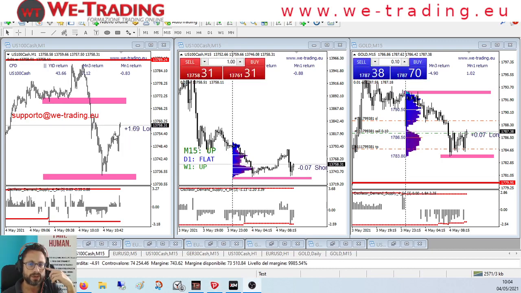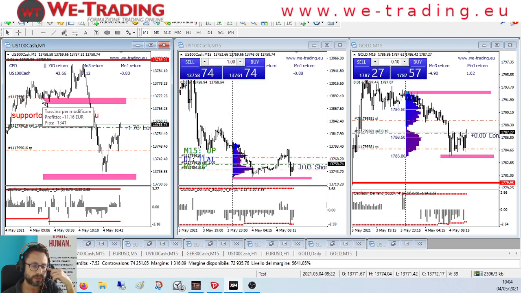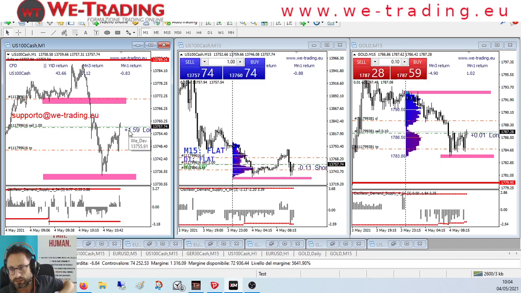Okay, we are near the 2. We can start here to sell the first lot, okay? And the first take profit on the near swing, stop loss on the previous resistance, and we will wait to take profit or stop.